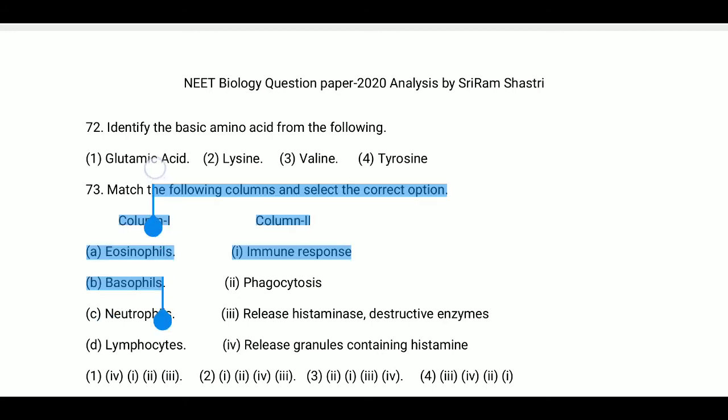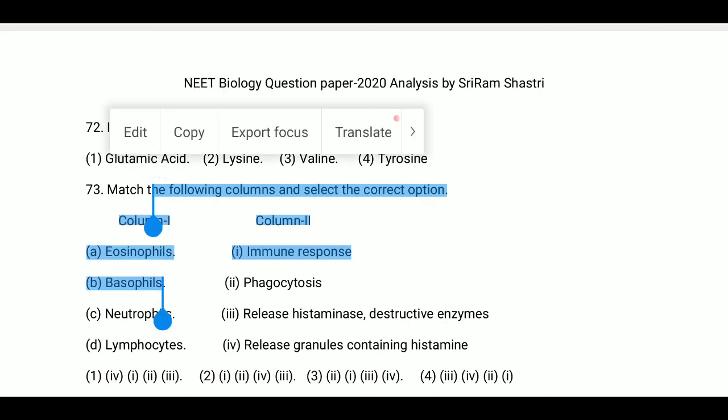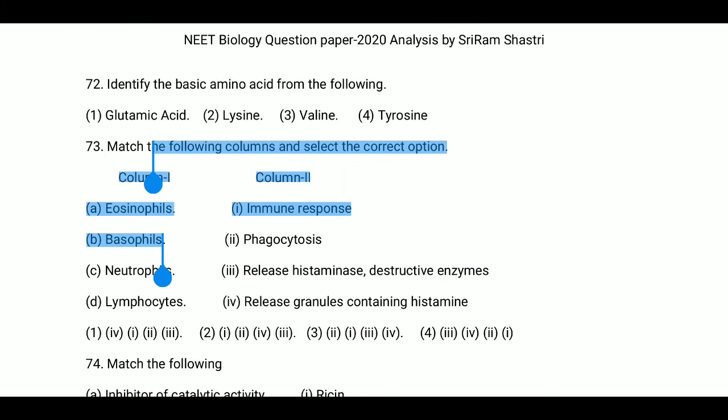Match the following columns. This time, match the following, a lot has been given. Okay, so match the following columns and select the correct option. Column 1: eosinophil, basophil, neutrophils, lymphocyte. Column 2: immune response, phagocytosis, release histamine, destructive enzyme, release granules containing histamine. Let's match these first.